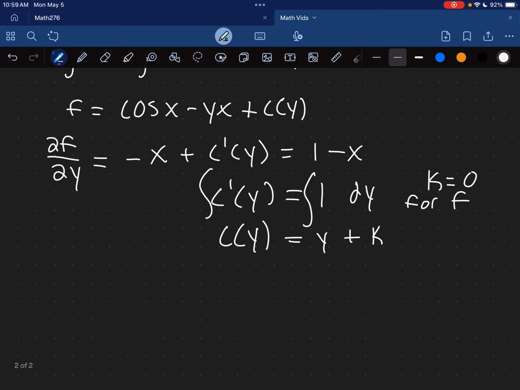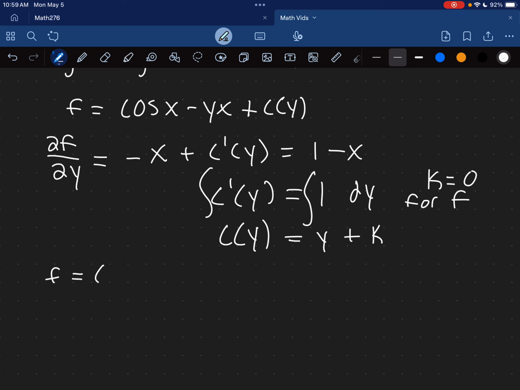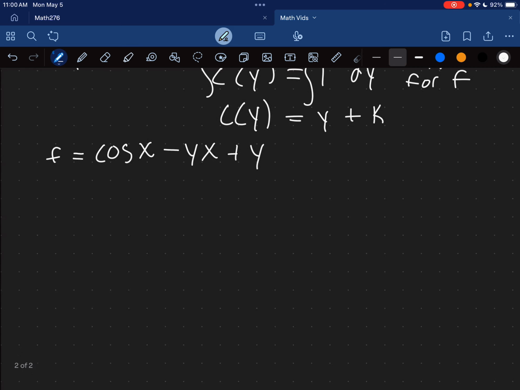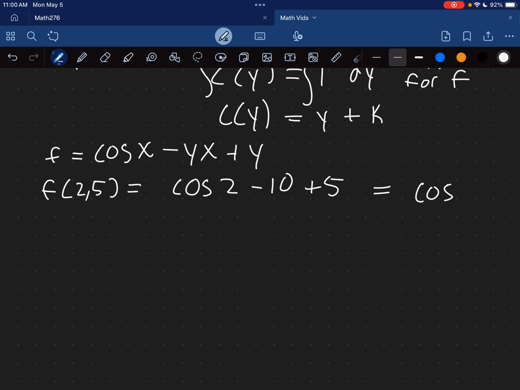And now we know what our little f is. It is equal to cosine x minus yx plus y, now that we know c of y is just y. And now we're going to want to evaluate this at our two endpoints. So we need f of (2, 5), which is equal to cosine of 2 minus 10 plus 5. So it's just equal to cosine 2 minus 5.